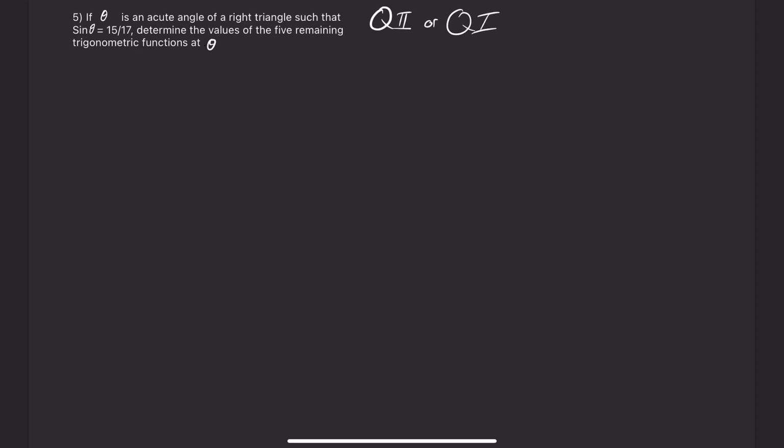Okay, now let's draw a triangle to find the remaining trigonometric functions. So sine is 15 over 17, so opposite over hypotenuse. To find the other side, I'm going to do 17 squared equals 15 squared plus b squared, where this is b. Solving, we get that b is equal to 8. Now, since we know sine, let's just write it down here: sine of theta is 15 over 17.